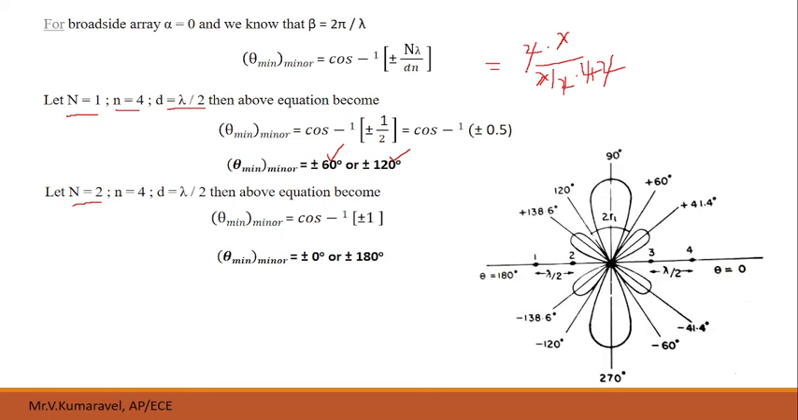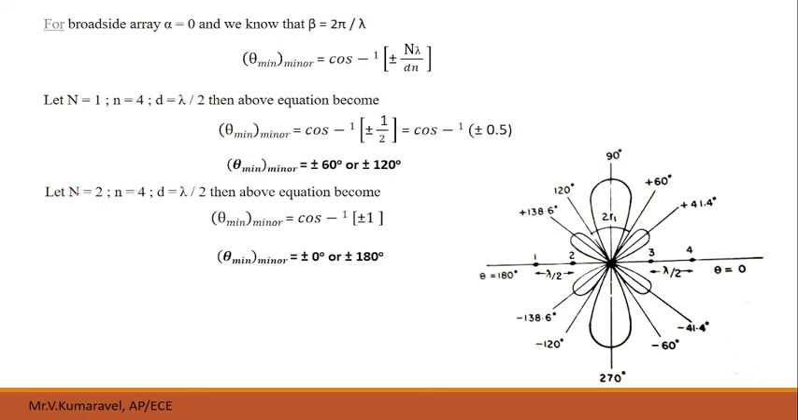Now let us plot the radiation pattern. Previously we derived the minor lobe maxima. Now we can find the minor lobe minima are at plus 60 degree, minus 60 degree, plus 120 degree, and minus 120 degree. The rest are 0 degree and 180 degree, but those are already minimum values only.